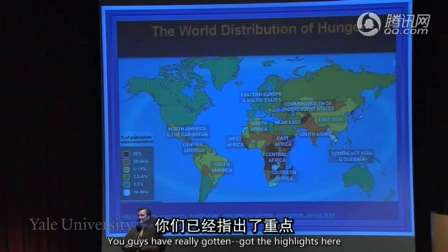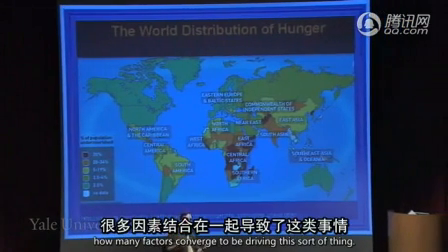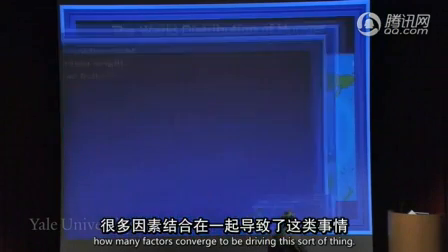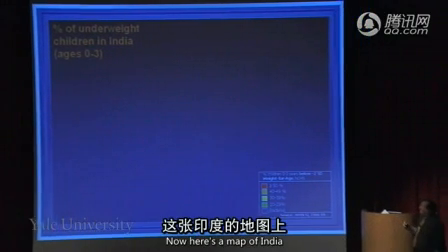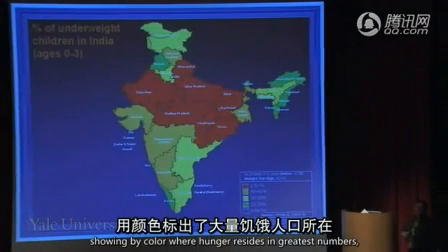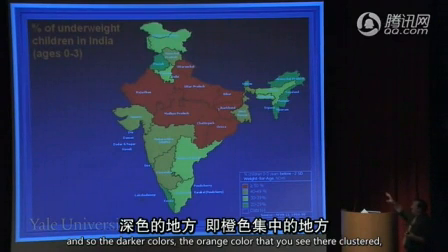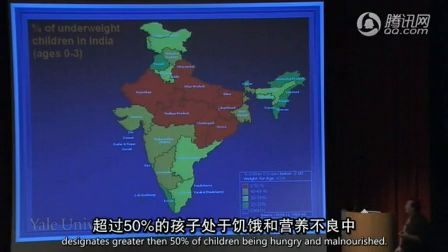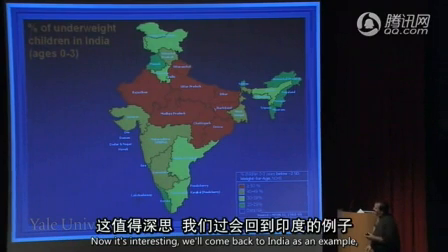And you guys have really got the highlights here, and it's interesting how many factors converge to be driving this sort of thing. If we look at a country like India, we find some interesting things. Here's a map of India showing by color where hunger resides in greatest numbers. The darker colors, the orange color that you see there, designate greater than 50% of children being hungry and malnourished.